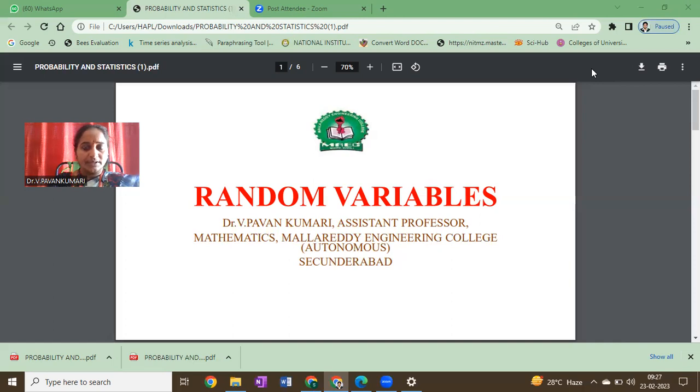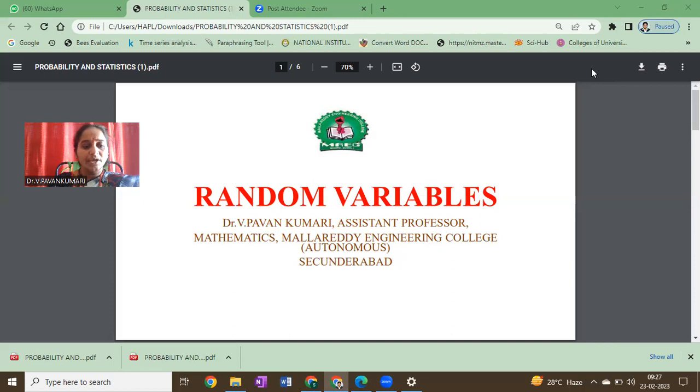Discrete random variables follow the Bernoulli distribution, binomial distribution, and Poisson distribution. Continuous random variables follow the normal distribution, exponential distribution, beta and gamma distributions, and so on. The Bernoulli distribution is denoted by P of x and is only a discrete distribution.